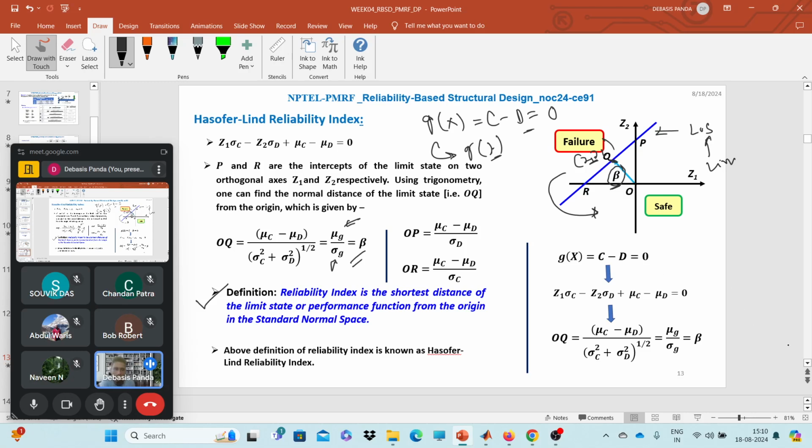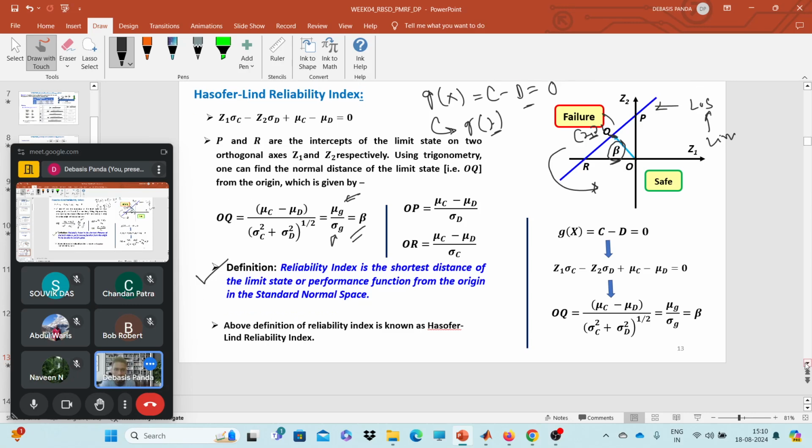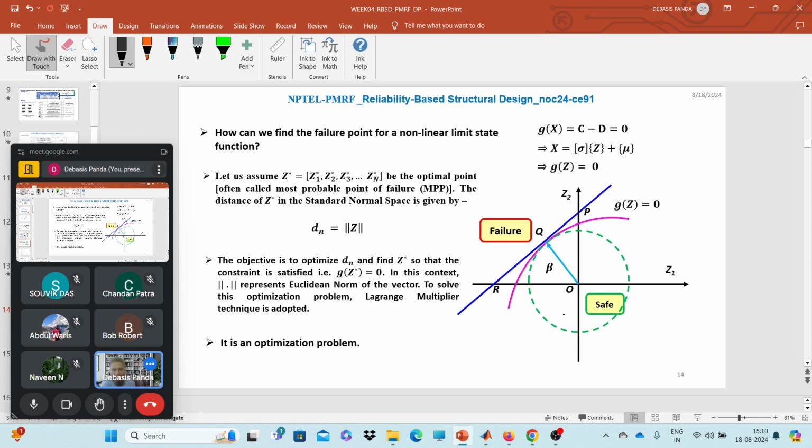Now, for the first problem we had a linear limit state function, so we could easily find the point using trigonometry. Now, if we have a non-linear function, how can we find the optimum point or MPP, the most probable point? Every point on this limit state, like here, g(z) is a non-linear function.